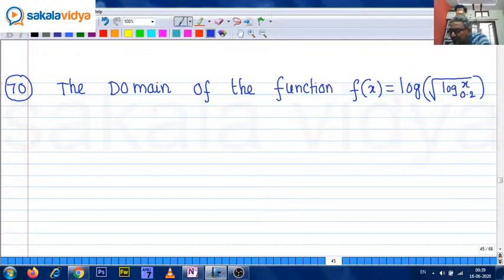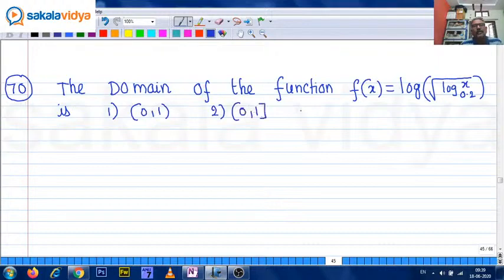First option 0 comma 1, second option 0 comma 1 open, third 1 to infinity, fourth open 1 to infinity. See the brackets. Brackets are very important.